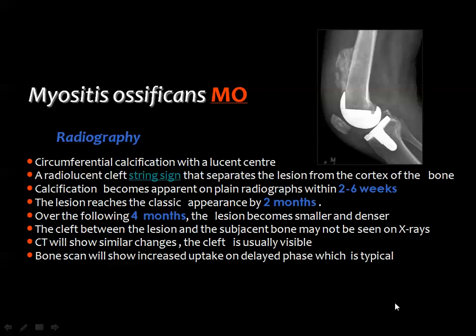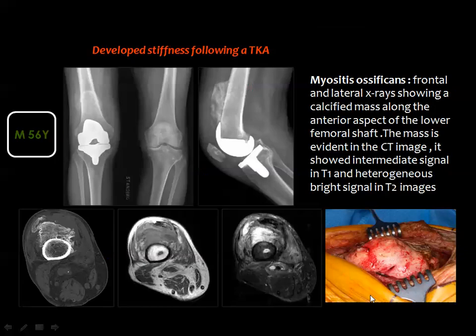What's very important is the presence of a cleft or a radiolucent line separating the bony mass from the shaft of the adjacent bone, and this cleft is known as the string sign. This string sign is one of the criteria of myositis ossificans. In the early phases of myositis ossificans, it will show tracer uptake in the early and delayed phases. But when the lesion is completely formed, the uptake on delayed phase imaging is one of the typical findings.